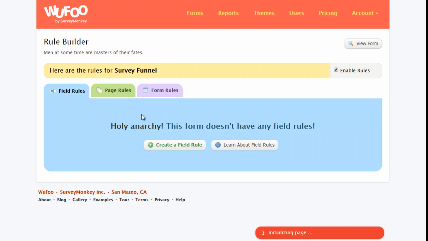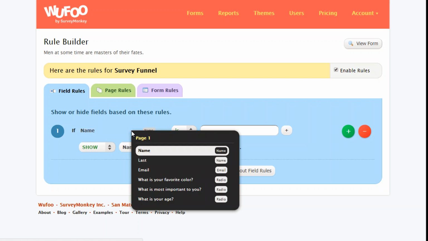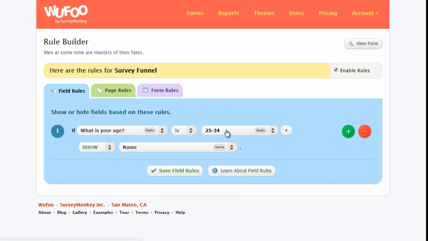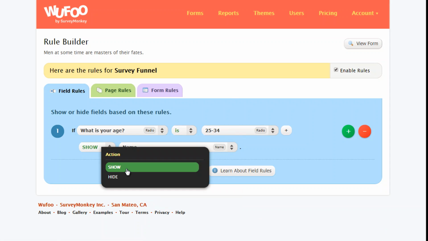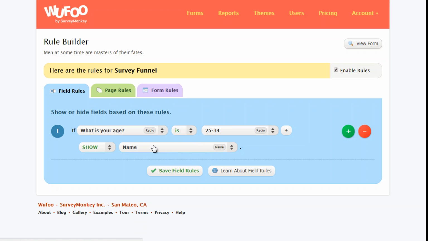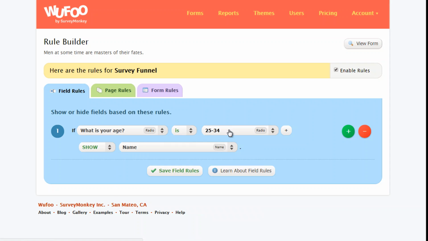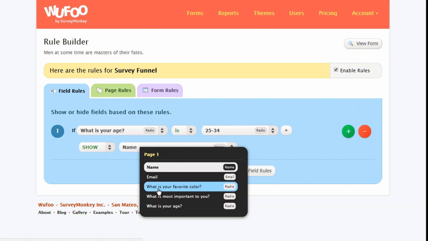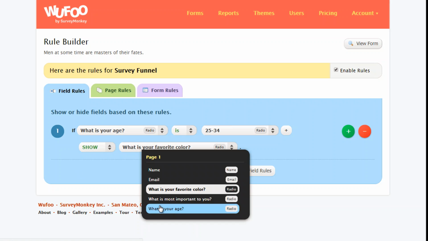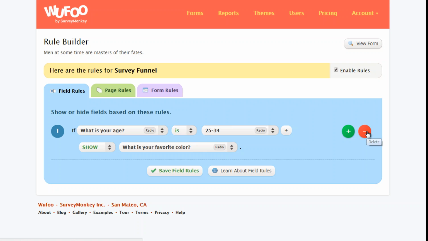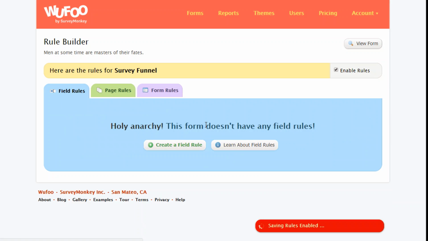So going back over here, we can create a field rule and we can say if age is 25 to 35, then do what? Show, we could either show something else like another question based on what they choose. And that will allow you to customize the survey as well. So we could do that. So we could say show name or show what is your favorite color or something else. So that's for showing the field rules.